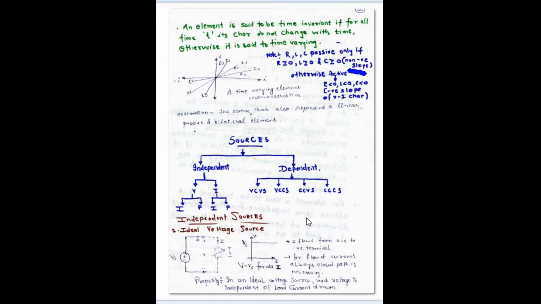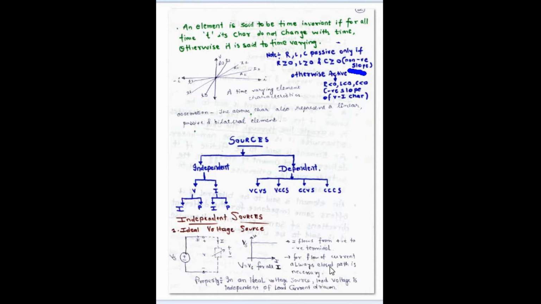So let's talk about the independent sources. The independent sources will be further classified into voltage and current, and further into ideal voltage source, ideal current source, practical voltage source and practical current source. So let's talk about ideal voltage source. Here I have shown one figure. Vs is the ideal voltage source here. Basically its characteristics will be like this. I will flow here from the positive terminal to the negative terminal.